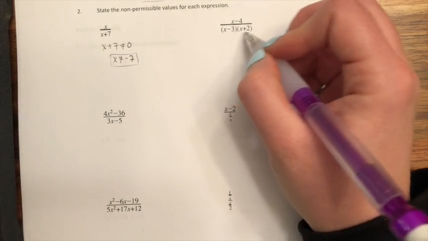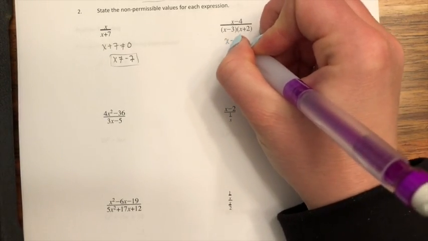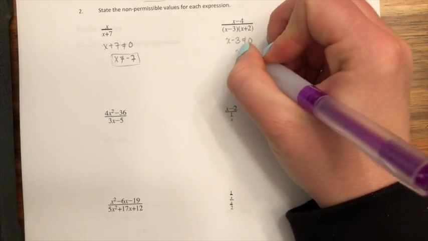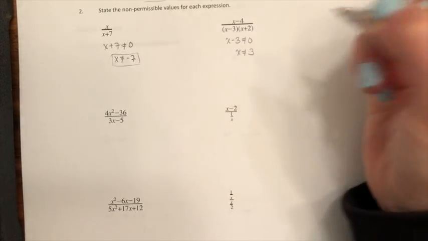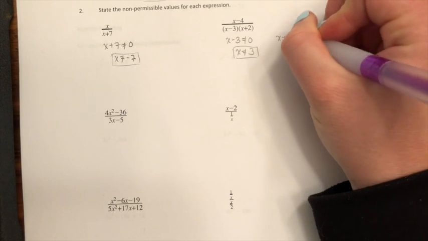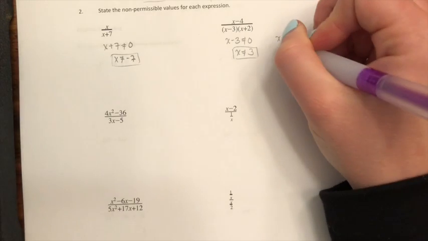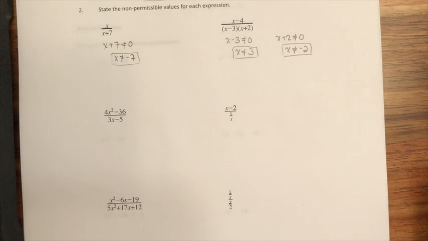If there's more than one factor on the bottom that contains a variable, we have to do it for both. So x minus 3 cannot equal 0. If I add 3 to both sides, x can't equal 3. And then x plus 2 cannot equal 0. So if I subtract 2 from both sides, I get x cannot equal negative 2.